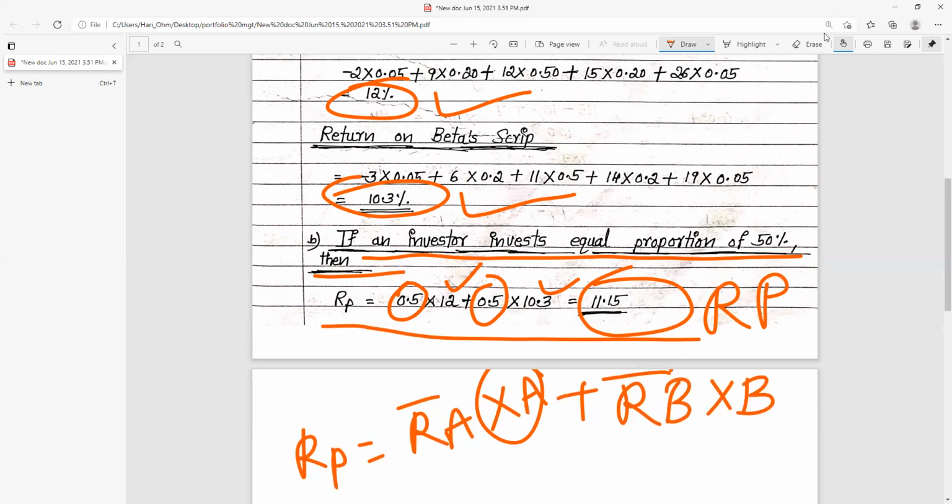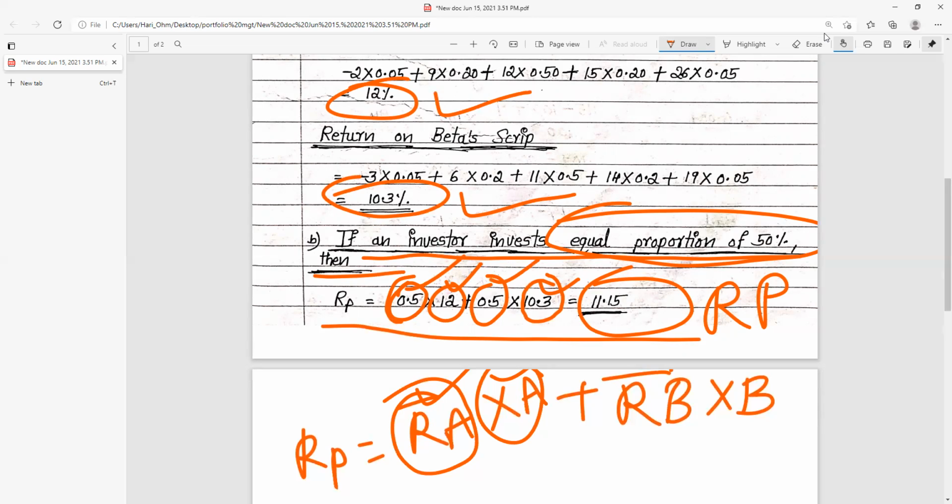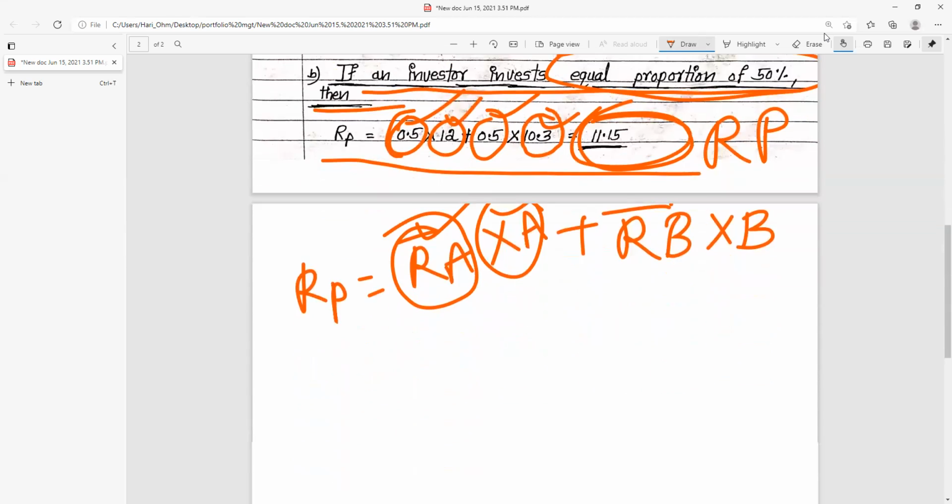Hope you're clear. And just repeat. Equal proportion in the sense 0.50, 0.50, that is the proportion. Then expected return into proportion. Expected return of alpha, that is 12. Then expected return of beta, that is 10.3. 0.5 is the proportion for alpha and 0.5 proportion for beta. So answer is 11.15. Hope you understood.